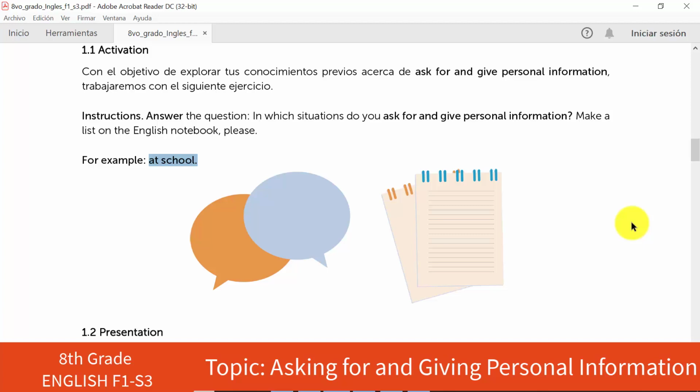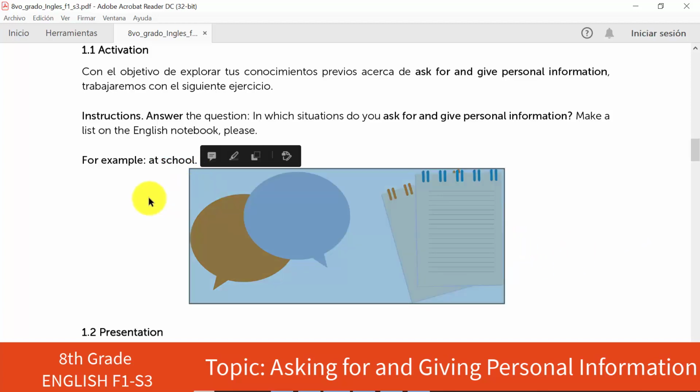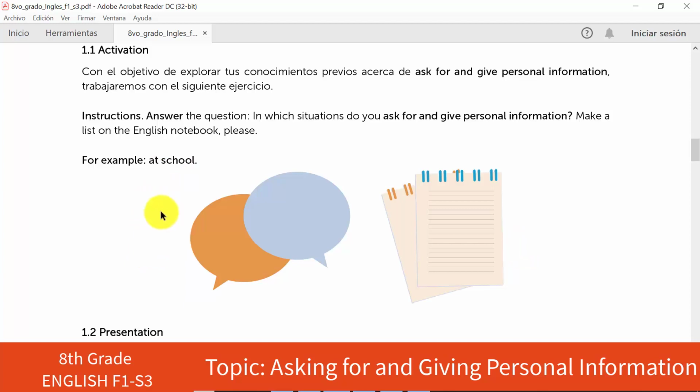Cuando vas a matricularte en the registration page, ahí pones tu personal information, de dónde eres, tu dirección, your age, tu edad, okay? All those are situations where you ask for personal information or you give personal information, okay? At school, for example. A ver, piensa, otra situation en la que tú pides, you ask for and give y das personal information, okay?